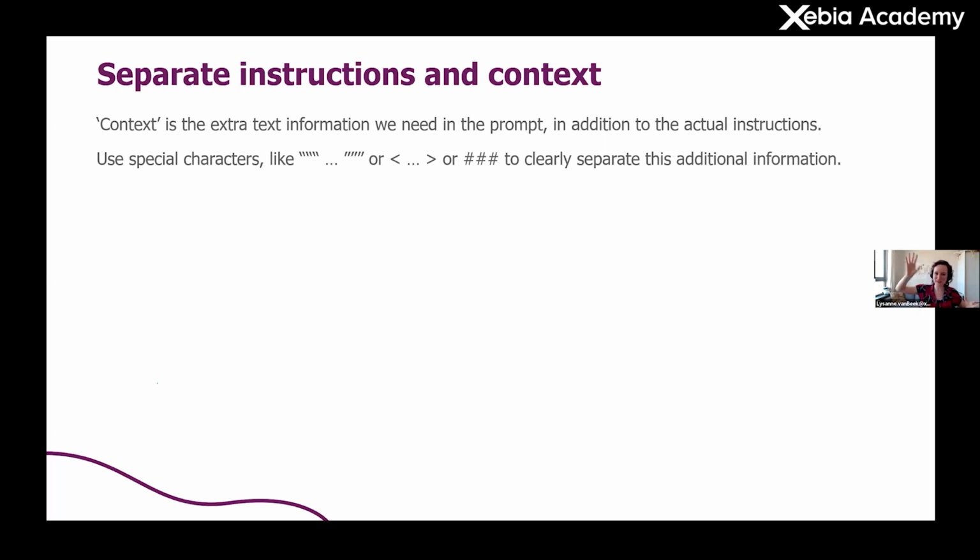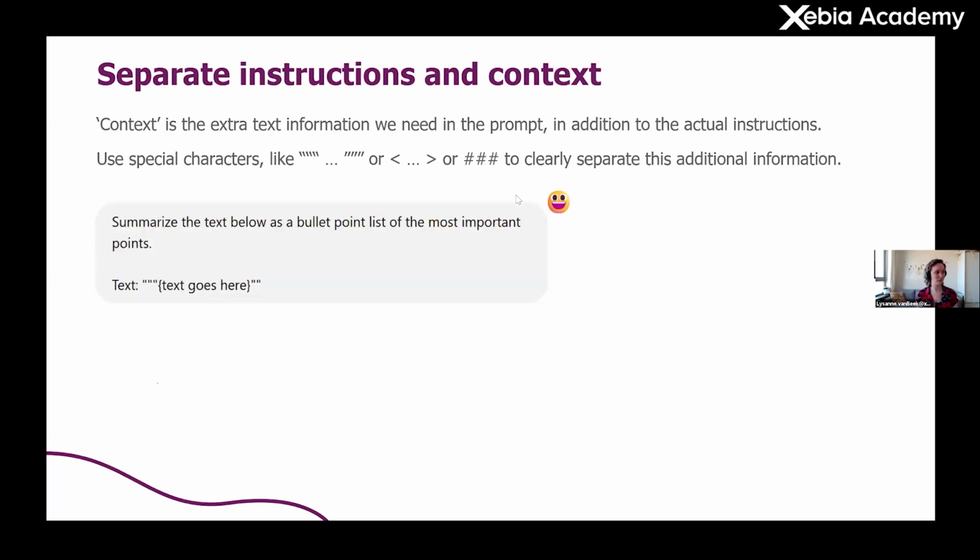And once your prompts get really long or you have a lot of text that you want to add to it, it could be nice to use some special characters to indicate, hey, this is the extra context so that the model doesn't get confused. And it doesn't really matter what special characters you use. Could be quotation marks, could be hashtags, something like this.